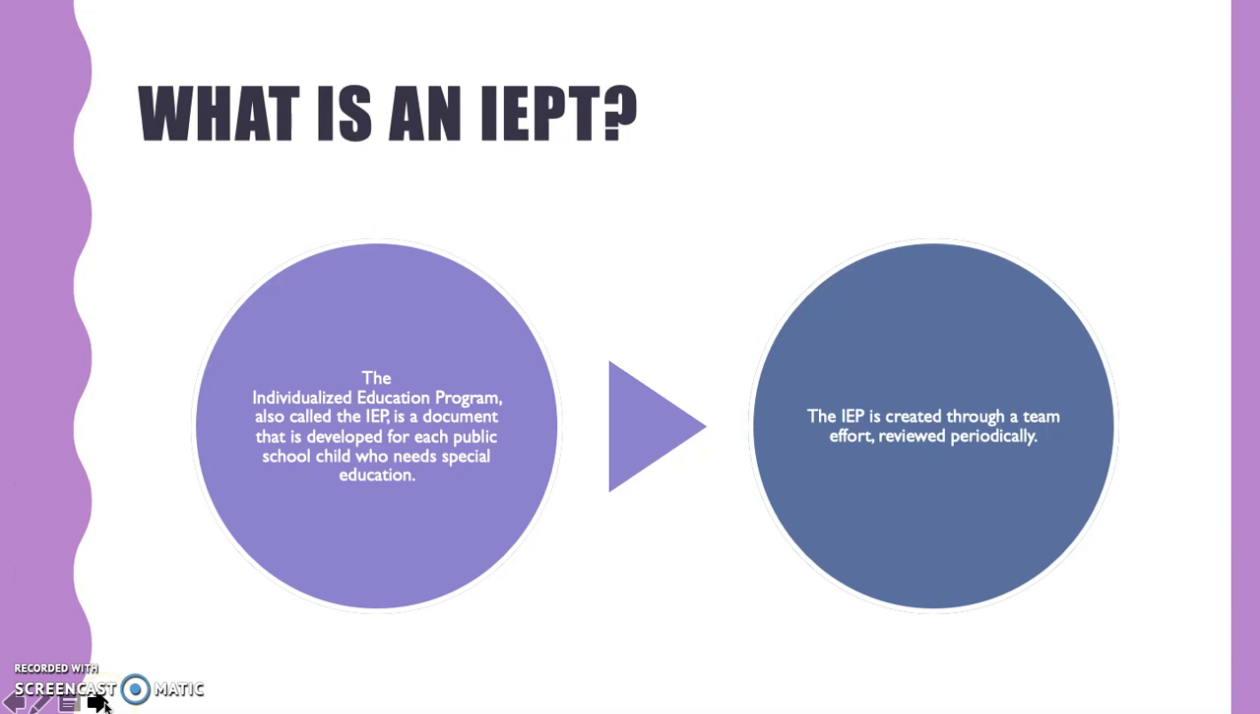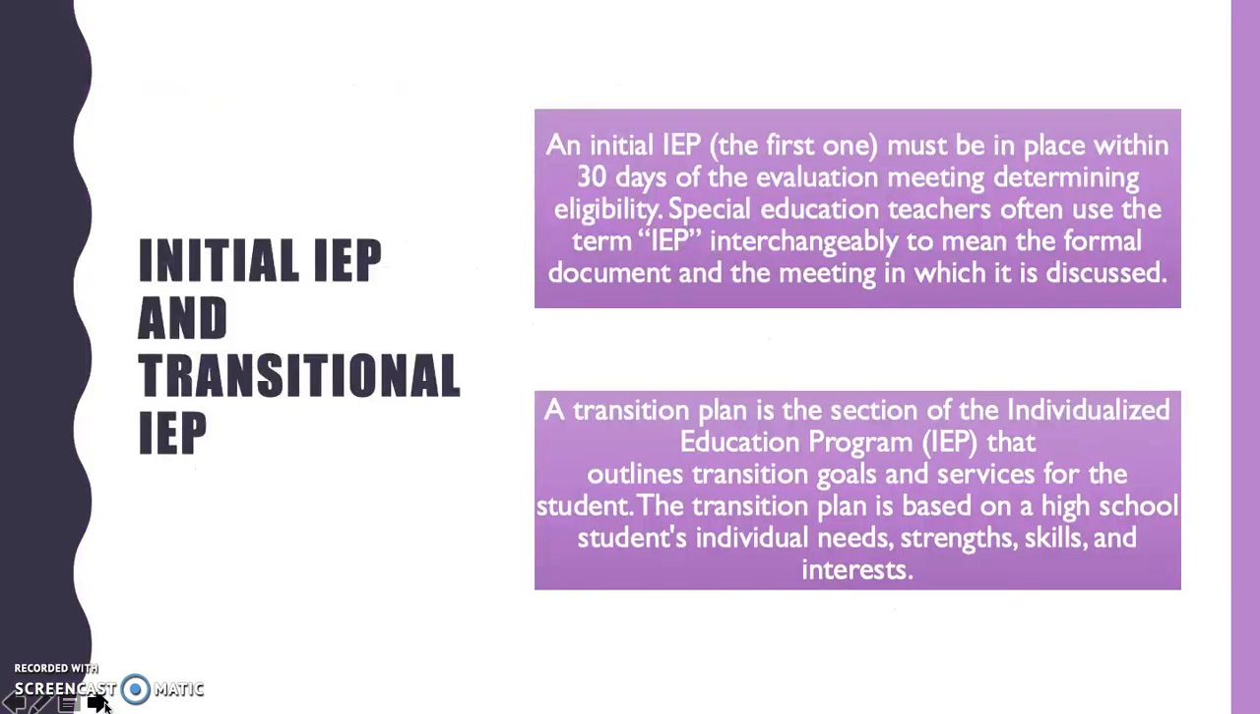What is an IEP team? The Individualized Education Program, or the IEP, is a document that has been developed for each school child who needs special education. The IEP is created through a team effort and reviewed periodically. National IEP and Transitional IEP. An IEP must be placed within 30 days of the evaluation meeting determining eligibility. Special education teachers often use the term IEP interchangeably to mean the formal document and the meeting in which it is discussed.